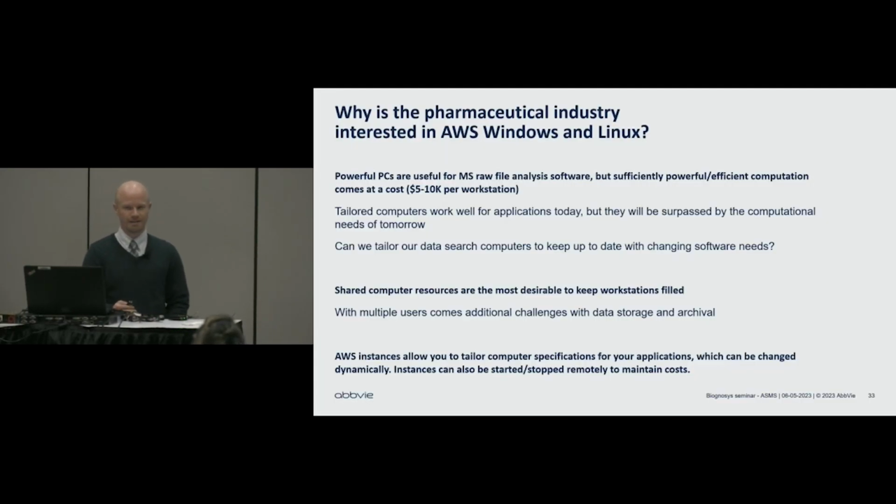So a question that I sometimes get is, why is your industry interested in AWS computing at all? And I think one of the assumptions that people make is it's pharma, so you have the money to buy the computers that you need. It's a very easy process. But computers are expensive, especially the computers that you need for computationally intense workflows.